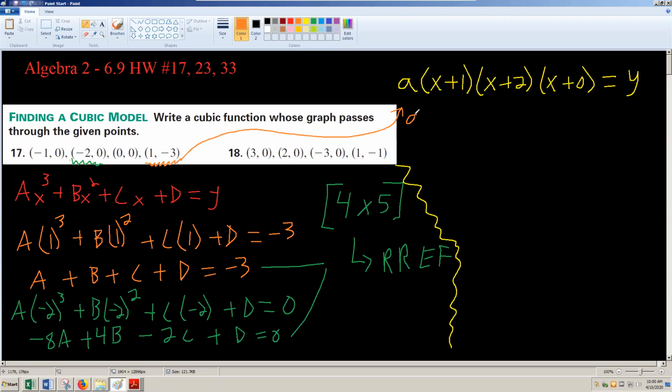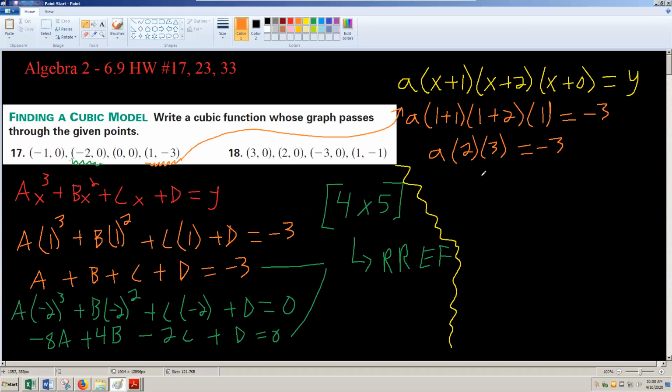So to do so, it would look like a times, and here I'm going to get 1 plus 1. Here I get 1 plus 2. Here I get 1 equals, now here's -3. So now I'm going to just do some multiplication here. So this is a times 2 times 3 equals -3. And now from here, I'm just going to say 6a equals -3. So divide by 6. And a equals -1/2.